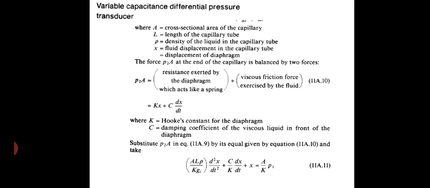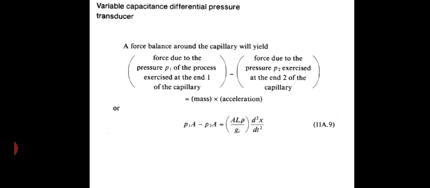I hope it is understood. If I am not going too fast, I am trying to repeat this again. The pressure difference will create a force. This force is equivalent to the mass into acceleration. This mass into acceleration occurs in the capillary due to the transfer of the pressure into the capillary fluid. Now this mass is defined in terms of volume into density, and mass upon Gc, with Gc taken as the reference, and d2x by dt square is the acceleration.